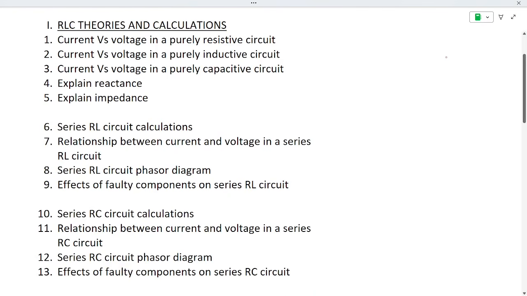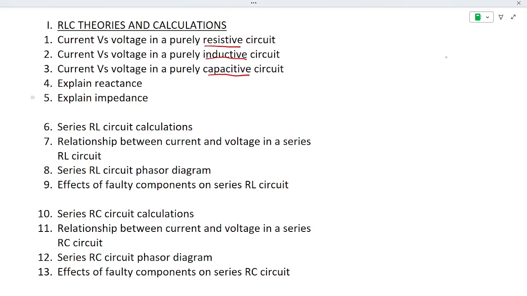resistive circuit. So you have to explain the behavior of current versus voltage in a purely resistive circuit, inductive circuits, current versus voltage in a purely capacitive circuit. So you should be able to explain the behavior of current versus voltage in this type of circuit: resistive circuit, inductive circuit, capacitive circuit. Should be able to explain what is reactance.